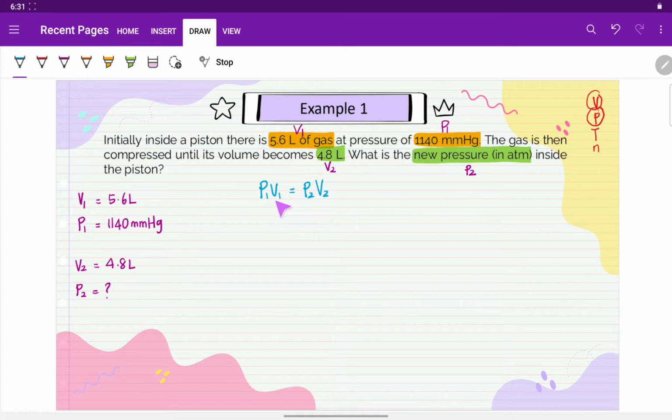If the volume is in liter, so volume 2 pun mesti dalam liter. Tak boleh 1 liter, tak boleh satu lagi mililiter. Okay, you need to make sure that the unit is the same.